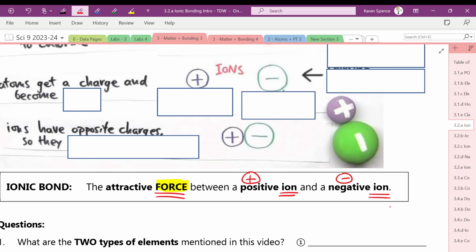Okay, so for these ones, wait, it doesn't want to end up the ionic bond thing.